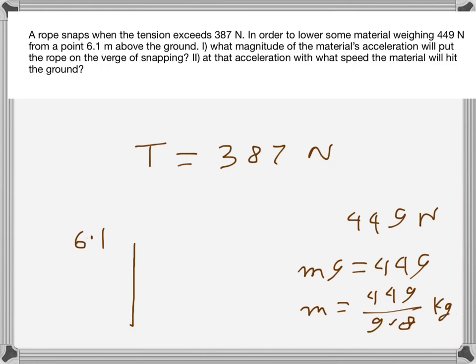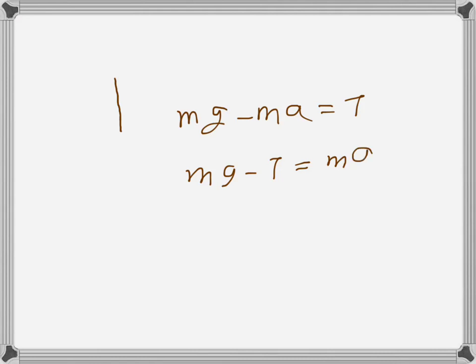It says at what magnitude of the material's acceleration will put the rope on the verge of snapping. So the material is being lowered. That means the acceleration is downwards. When that happens, we get an equation like this. So mg minus ma will be equal to the tension, or we can say that mg minus T will be equal to ma.